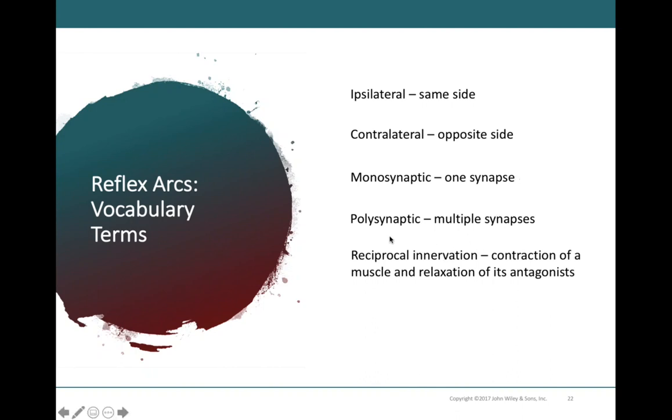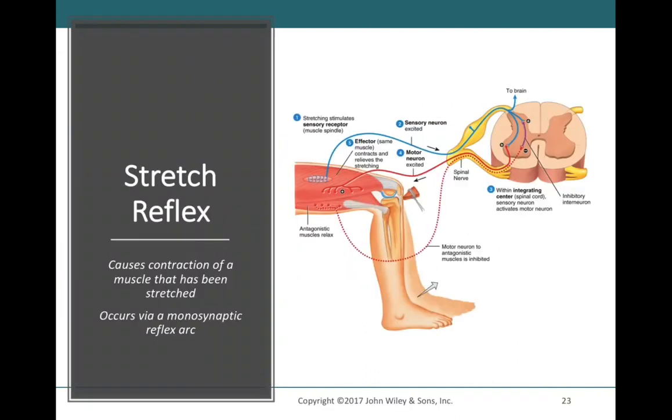We're also going to see this concept of reciprocal innervation as we go through our reflexes. Reciprocal innervation means that an agonist group and an antagonist group are innervated together, and they are linked with one another. So when the agonist group contracts, the antagonists are going to relax. And this is going to allow for a proper muscle action to take place. And I'll explain this a little bit more as we go through each of these reflex arcs, but I just want to introduce these terms to you so that you know what I'm talking about whenever I use them when talking about these reflexes. So the first reflex that we have is the stretch reflex.